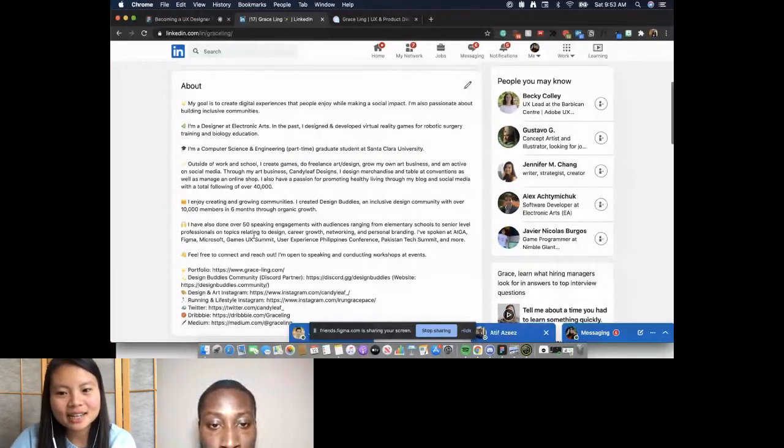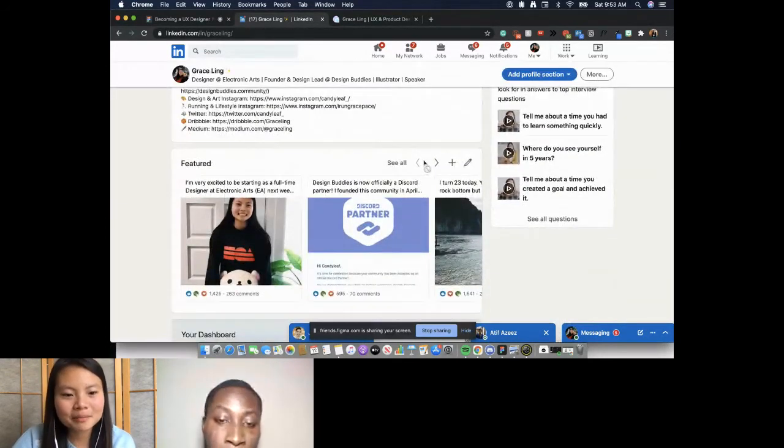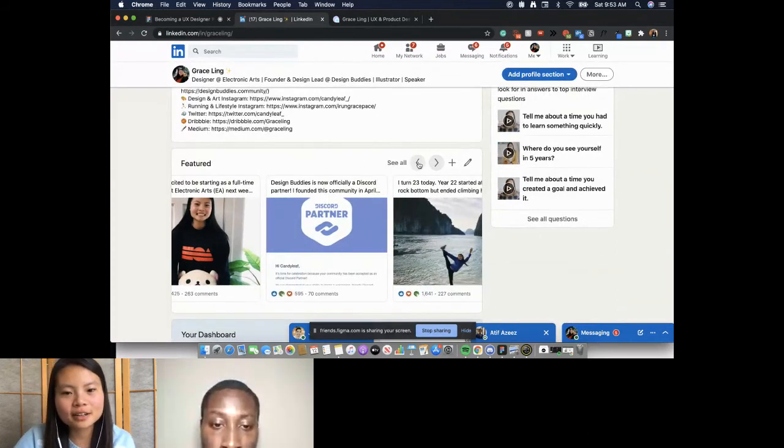But I always make sure I have clear intentions about what I want each section to be about, and I break things up instead of one huge block of text. I personally like to add emojis as well, but it also depends on your personality. And this Featured section is where you can put your featured posts.